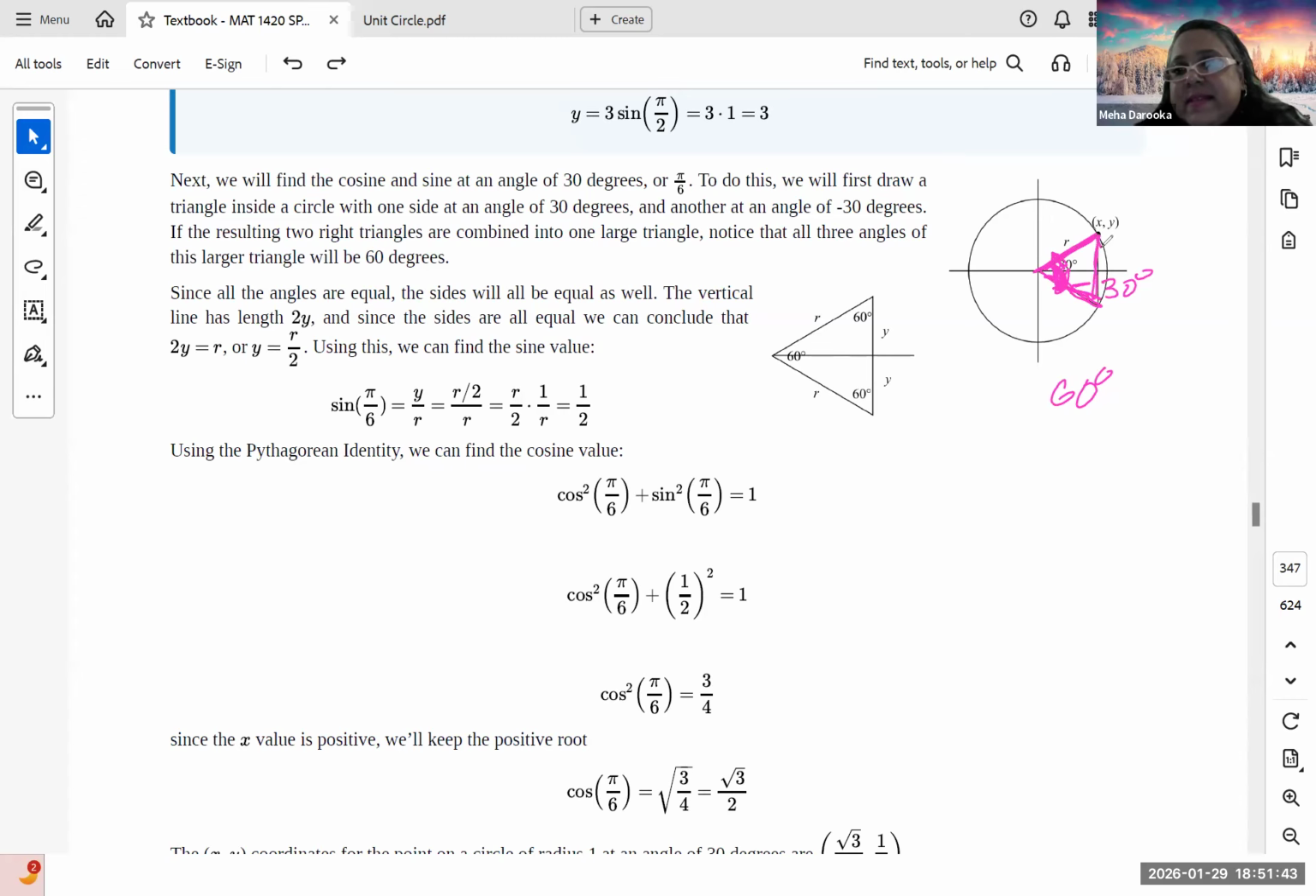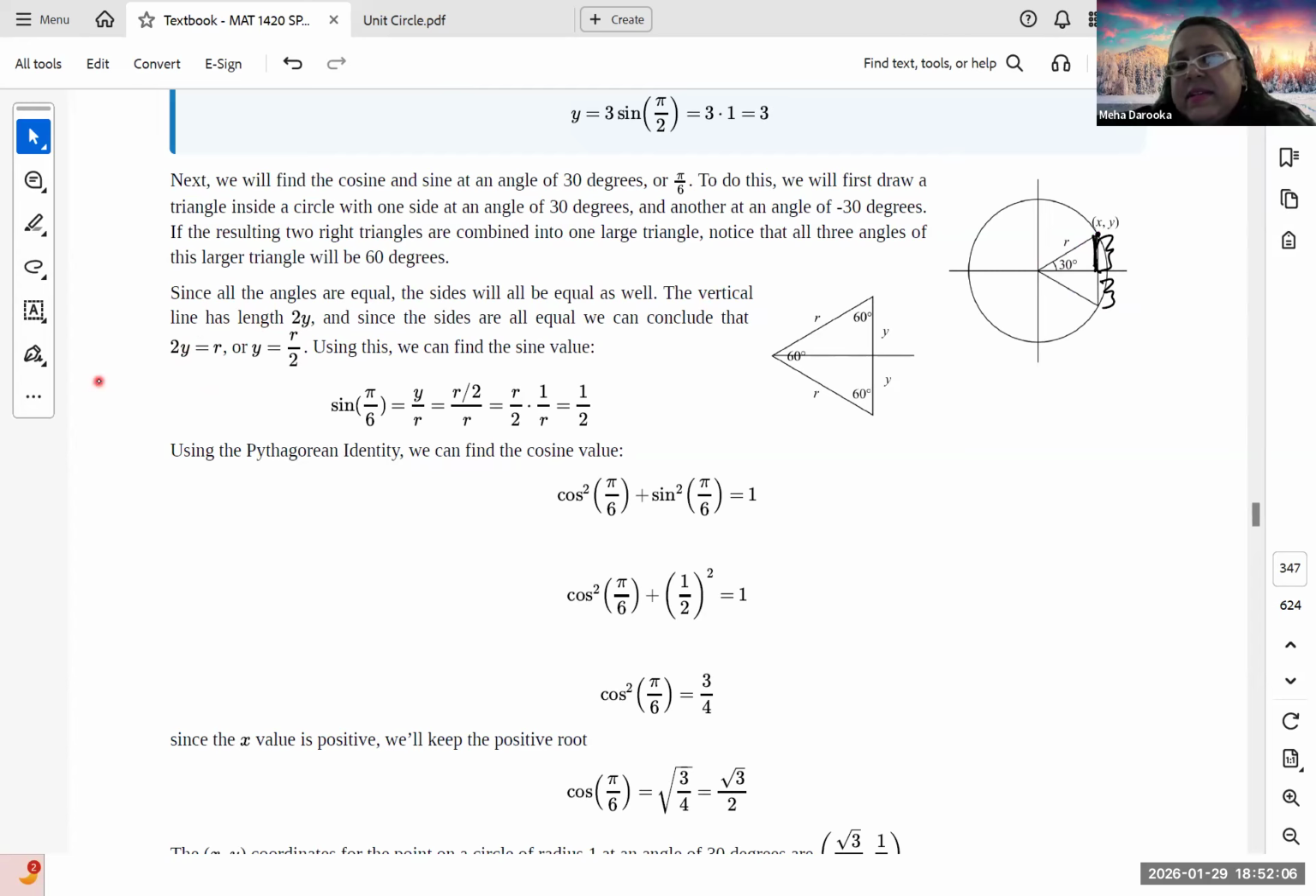So all of these lengths or the sides of your triangle will be the same length, and all three angles will be 60 degrees. So we are saying you can use that idea. So we're saying the vertical line will have a length of 2y. So what do they mean? So they're talking about this length over here.